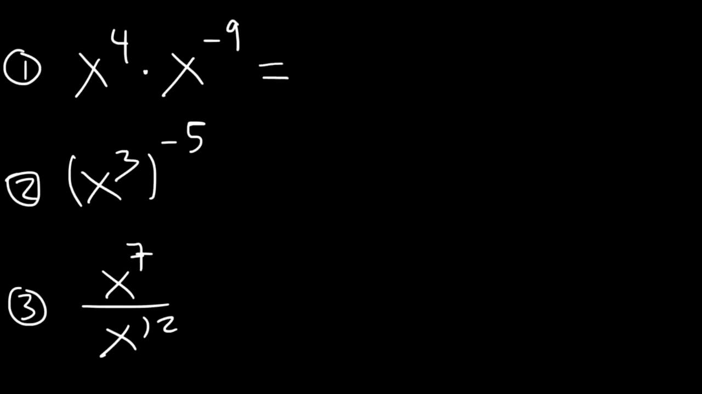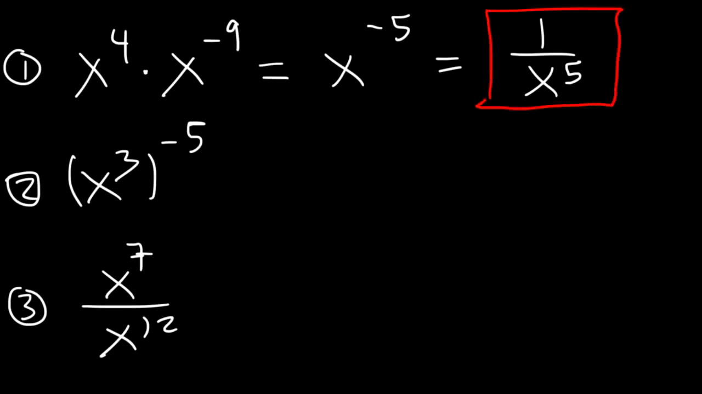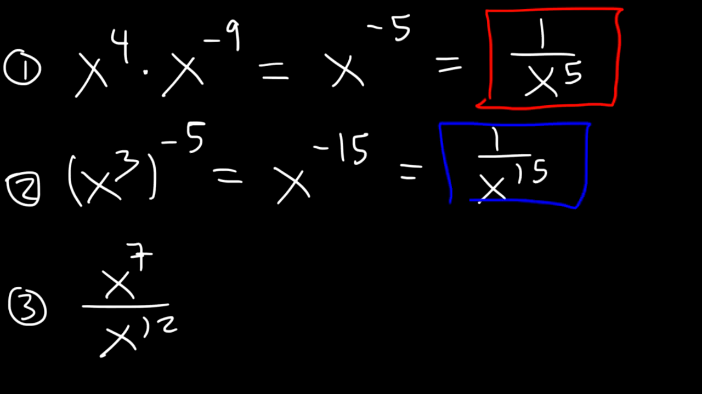So when multiplying common bases, you need to add the exponents. 4 plus negative 9 is negative 5. And x raised to the negative 5 is equivalent to 1 over x to the 5th. So if you get any negative exponents, make it positive. Now here we have one exponent raised to another, so we need to multiply. 3 times negative 5 is negative 15. X to the negative 15 is 1 over x to the positive 15. So this is the final answer for that problem.